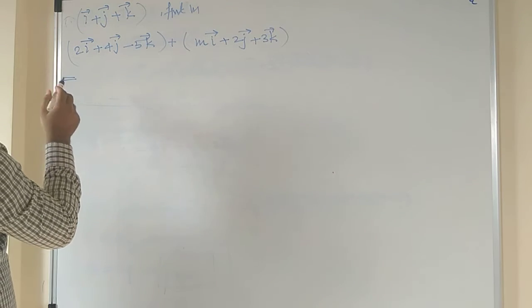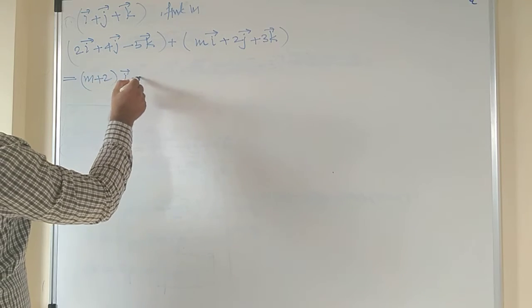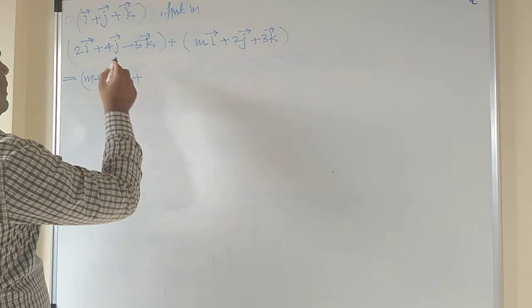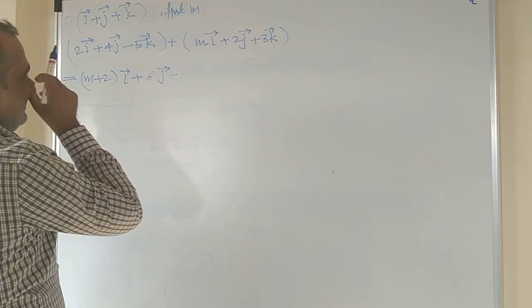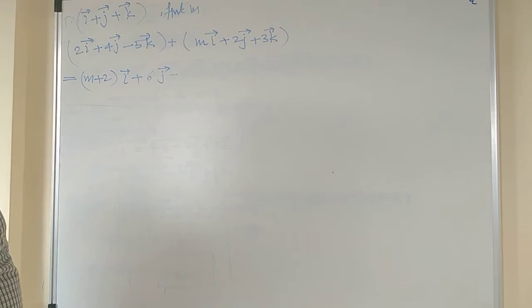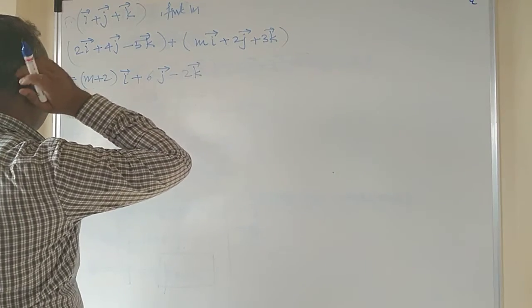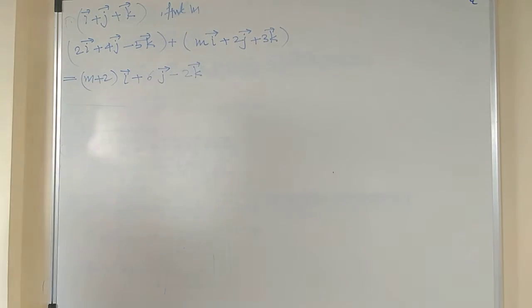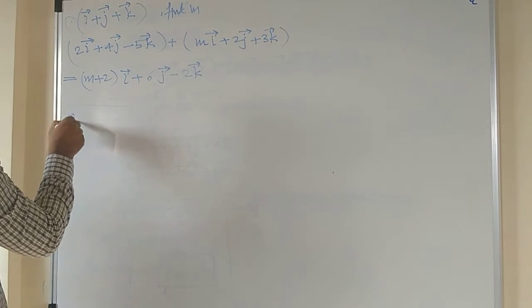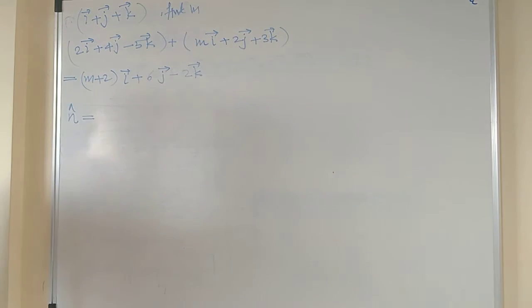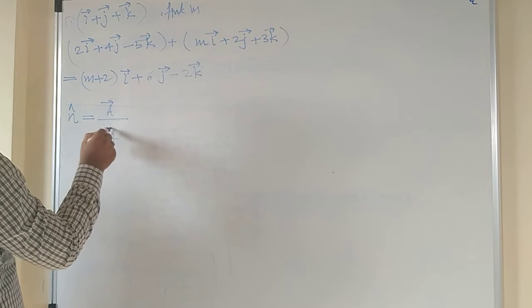The sum of these two vectors will be equal to how much? m plus 2 i bar plus 4 plus 2, that means 6 j bar, and 3 minus 5, that means minus 2 k bar, right? So this is addition of both vectors, and you are asked to calculate the unit vector of this one. So what is meant by unit vector? Unit vector is the vector itself divided by the magnitude of this vector.